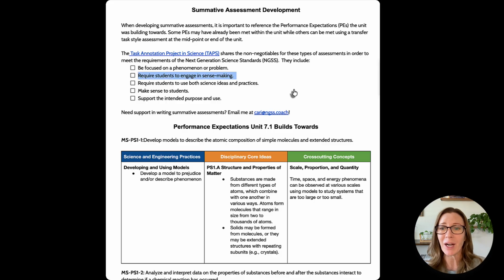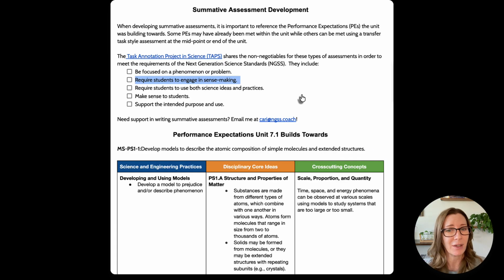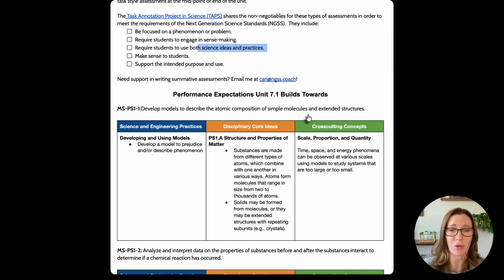This means that they are going to make sense of things in the assessment. It's not just going to be rote memorization and defining key vocabulary terms, but they're going to have to develop a model or analyze some data and answer questions that relate to those things. The next thing is that it requires both science ideas and practices. I would say it also requires cross-cutting concepts.